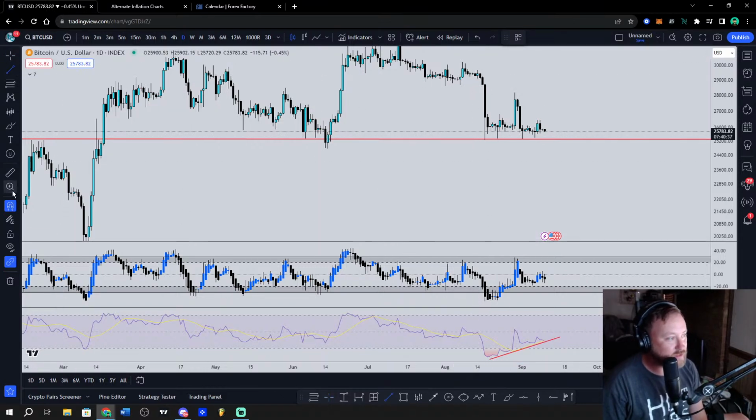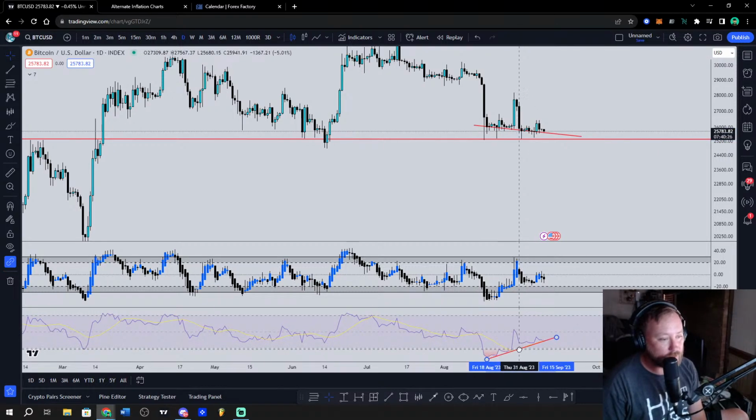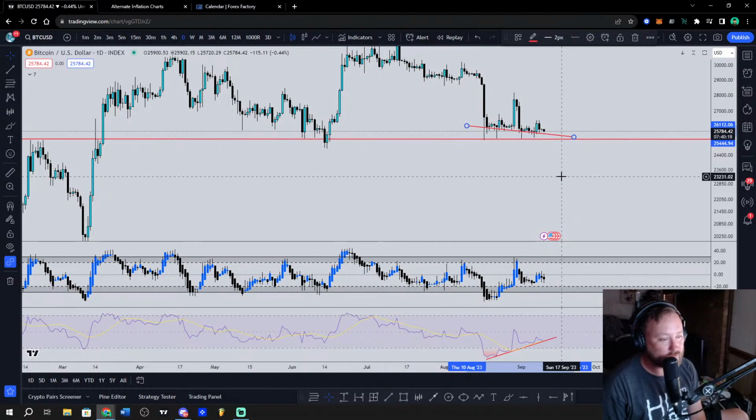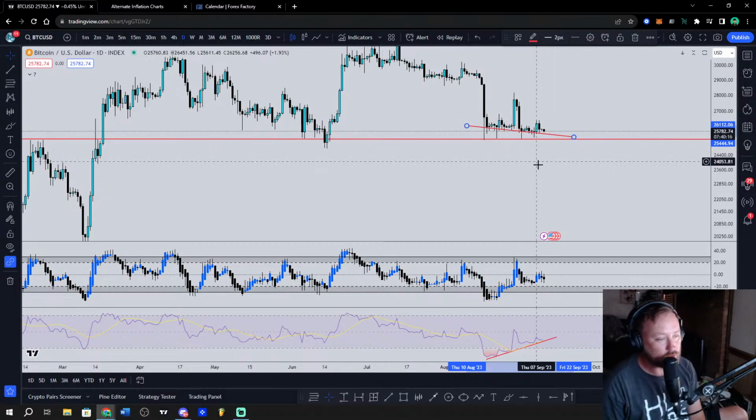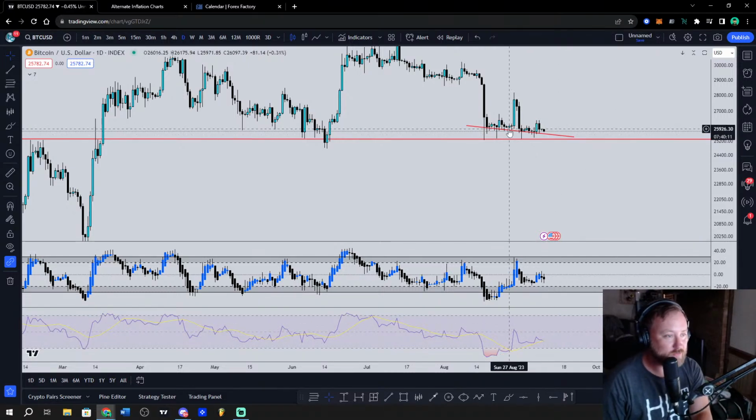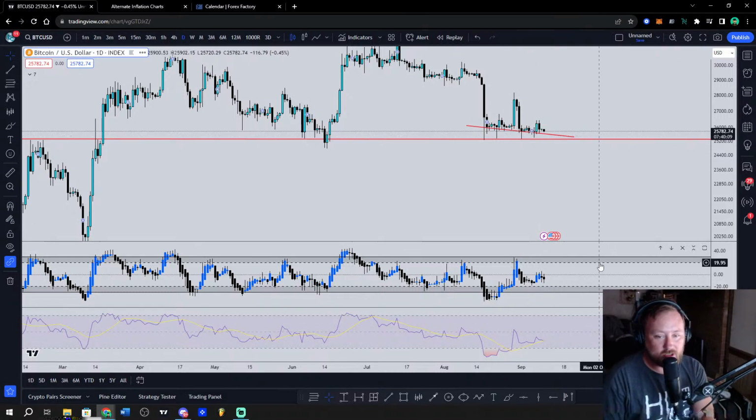Now with the RSIs, go by your closes, your candle closes. So we have RSI coming up and strength while our candle closes are coming down. And that is called what? Bullish divergence. Bullish divergence. Okay. That is bullish divergence.